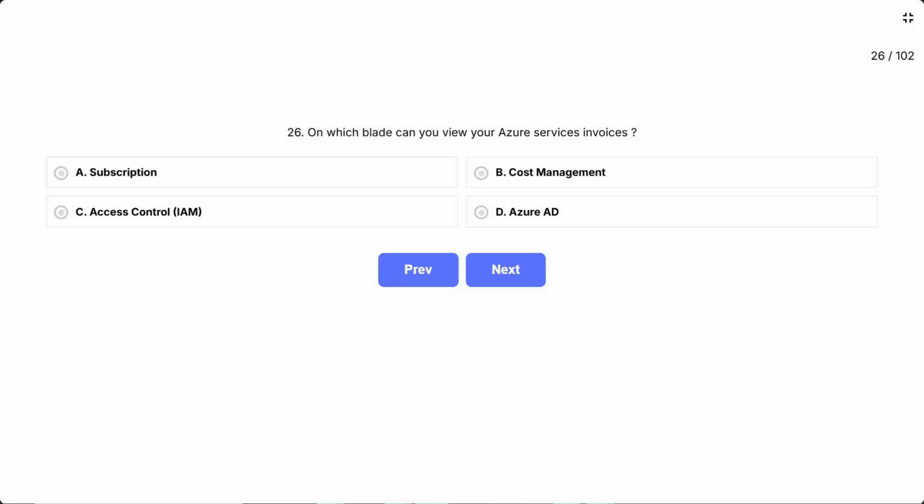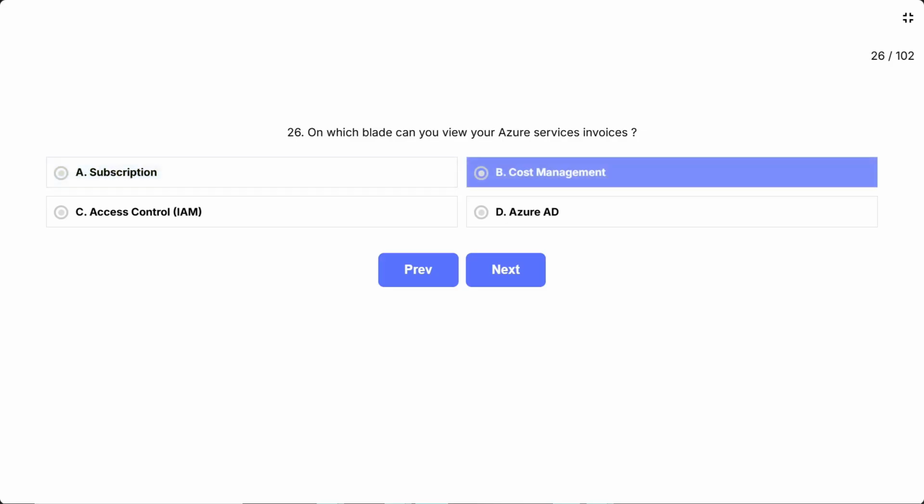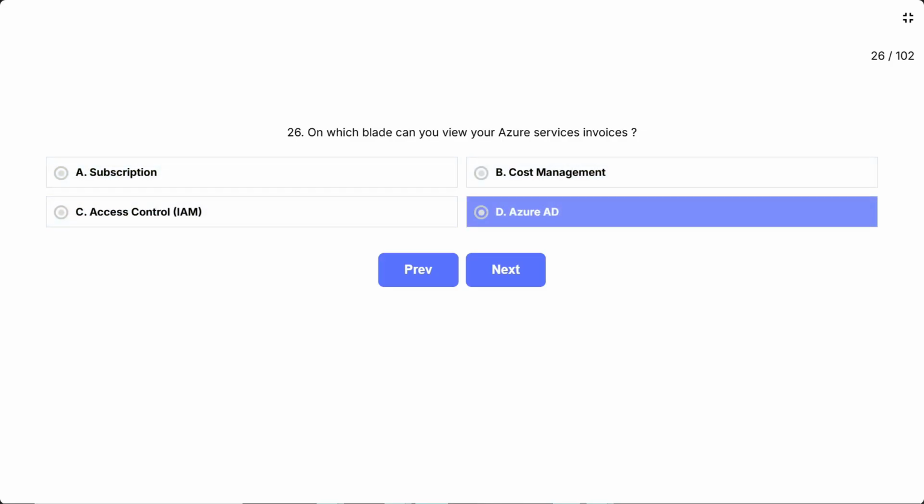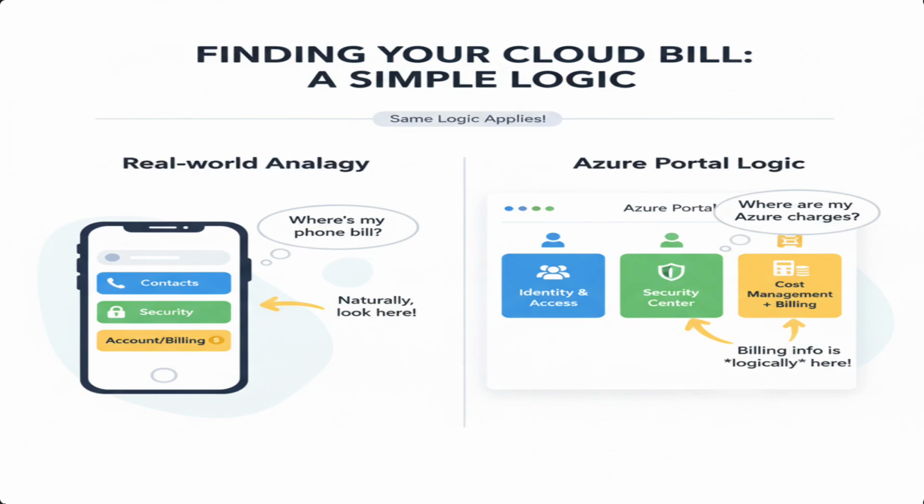The options are subscription, cost management, access control, Azure AD, known as Microsoft Entra ID. Imagine you want to check your monthly phone bill. You'd naturally look in your account section, not in your contacts or security settings. Similarly, when you want to see what Azure is charging you for specific services, think about where that billing information would logically be organized in the portal.